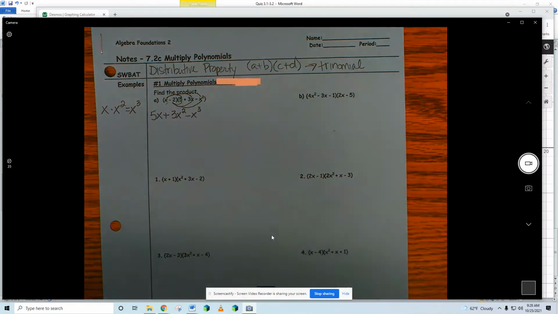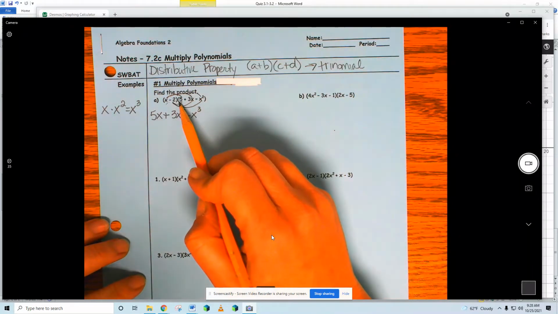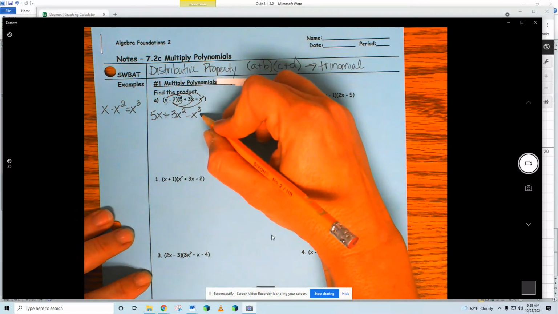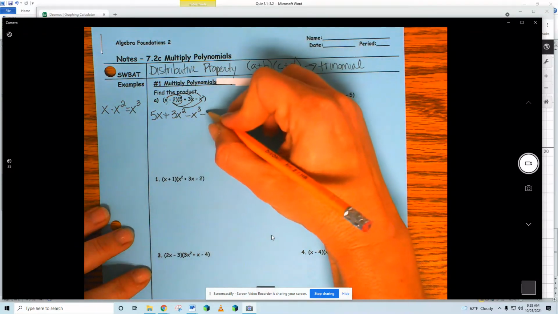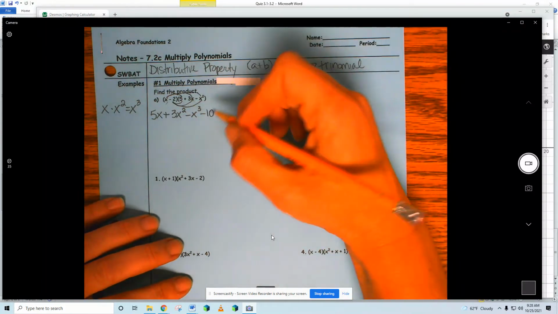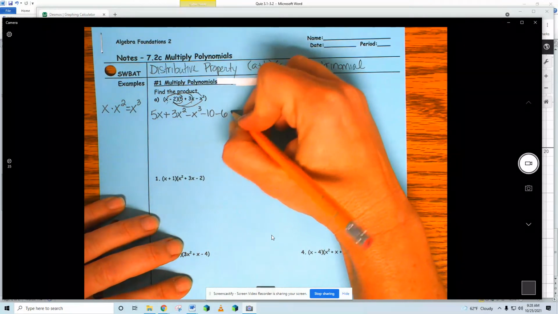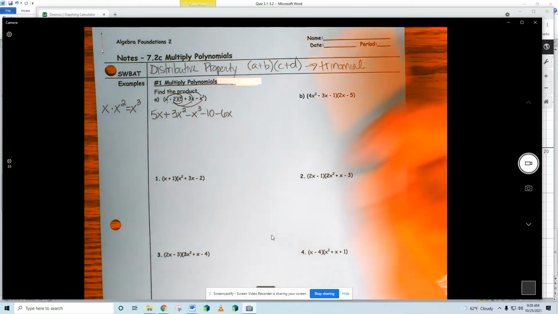Now I'm going to do the underside, negative 2. Negative 2 now times everything over there. Negative 2 times 5 is negative 10. Negative 2 times 3x is negative 6x. And then negative 2 times negative x squared.